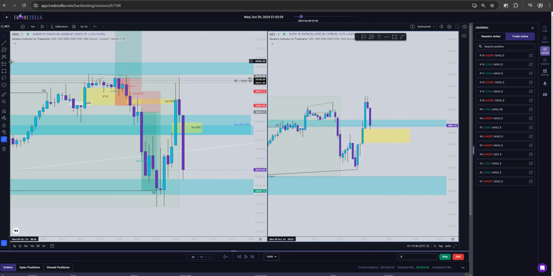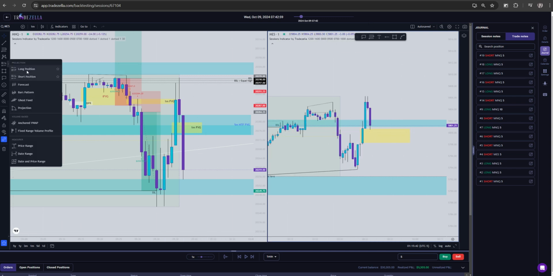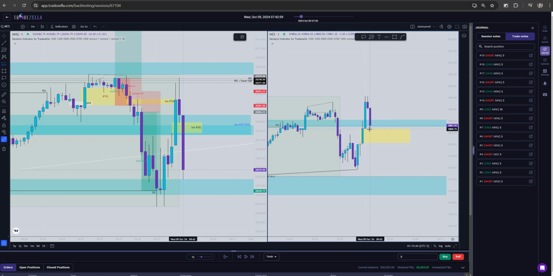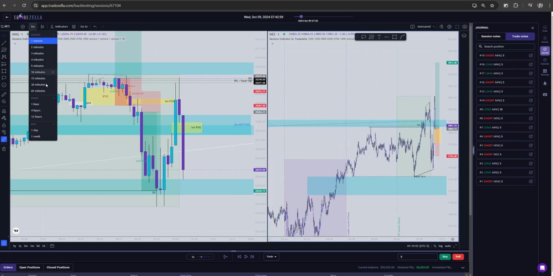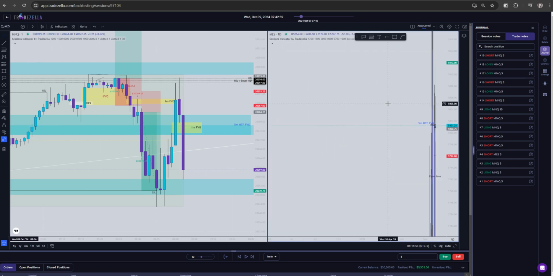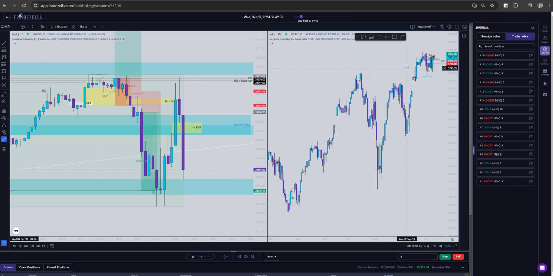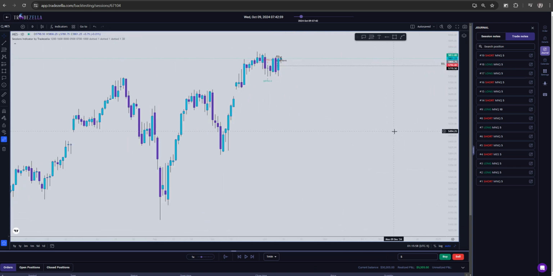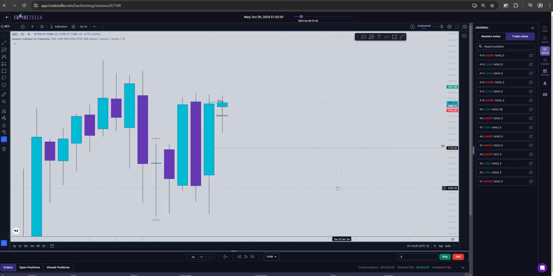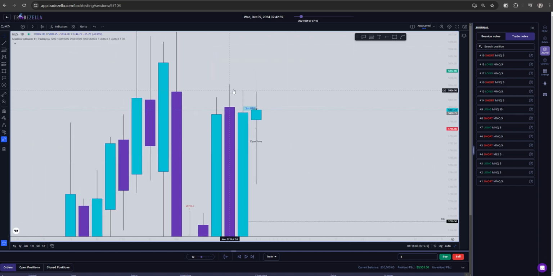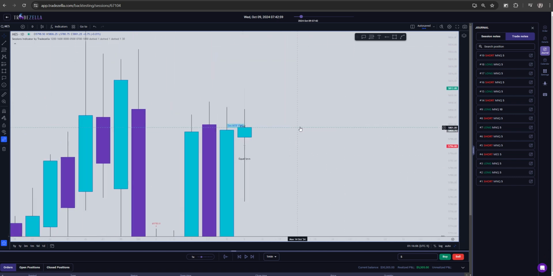I'm just gonna do a mental trade. I don't want to take this trade in here, but let's say if I did this and put that right here. What's the target here? Do we even have a target? Liquidity. Zoom. Ooh, previous day highs right there.